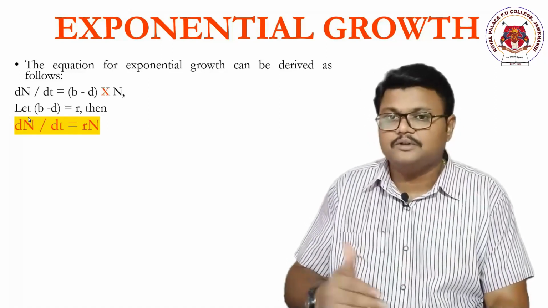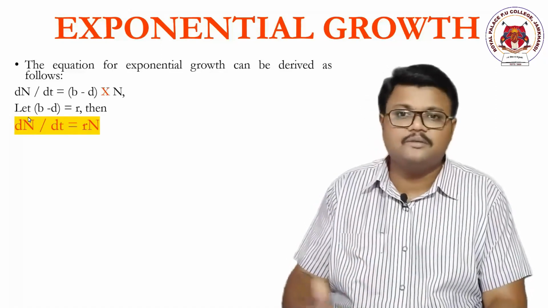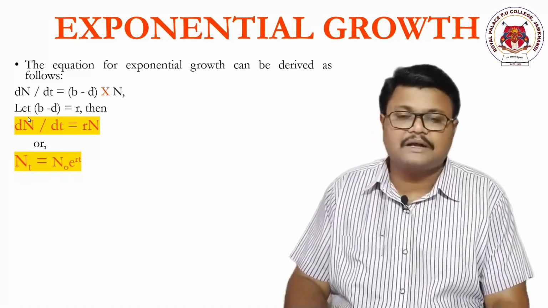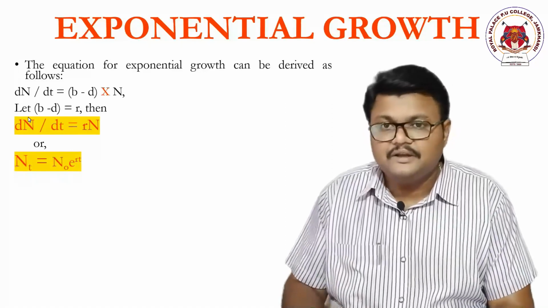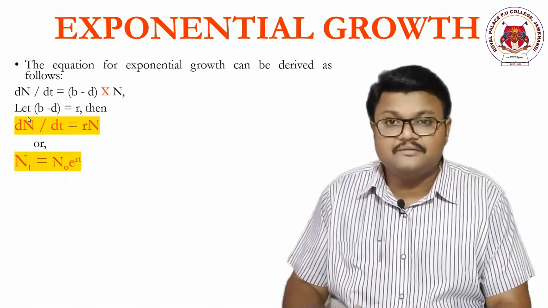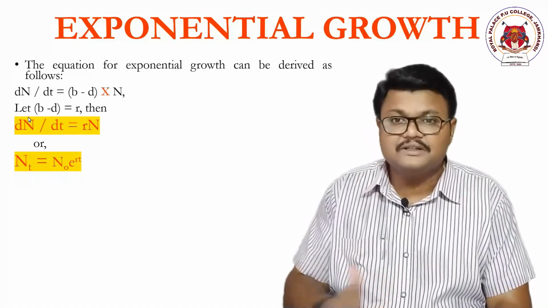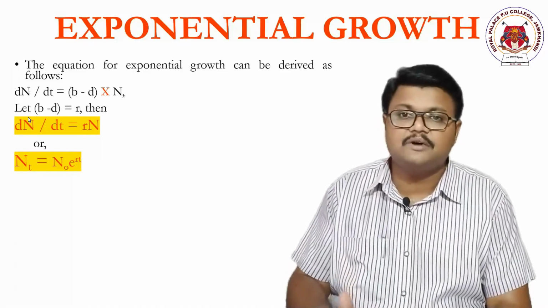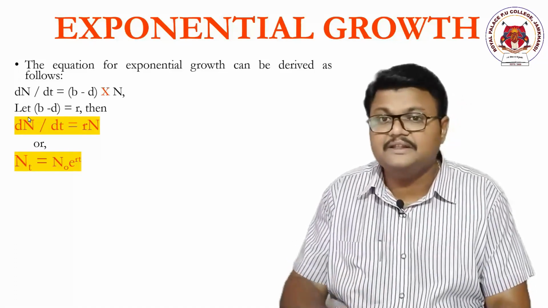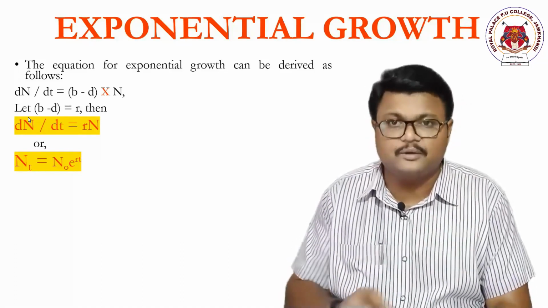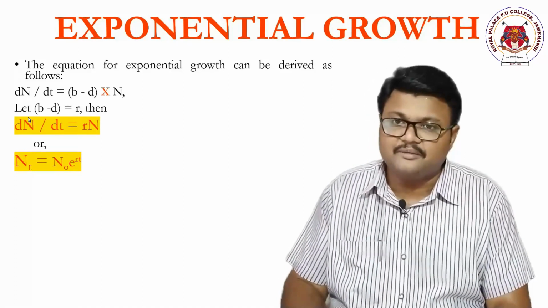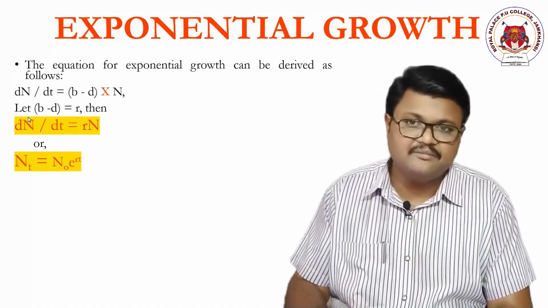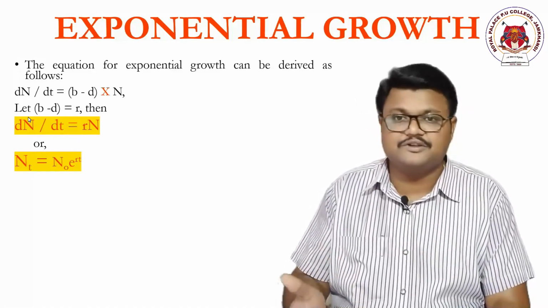Right? So this equation can also be written as Nt = N0 e^(rt), wherein Nt is the total number of organisms at time t, that is at the final time, whereas N0 is the total number of organisms present in the beginning, that is t = 0. r, as I mentioned, is the rate of natural increase, t is the time, and e is the exponential constant.